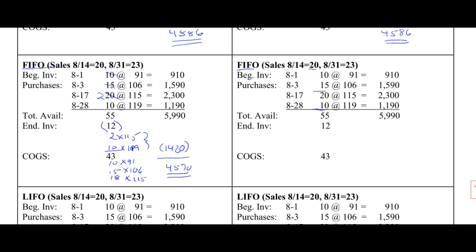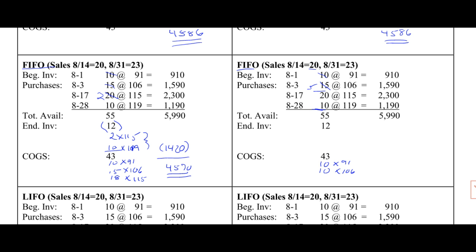We sold 20 units on 8/14. So the first stuff in is the first stuff out. We've sold 10 at 9.10. We need to get to 20, so we're going to have to sell 10 of those at 10.60. If we sold 10, then 5 of those are left. 15 minus 10 is 5. Then we buy some more on 8/17 and 8/28.